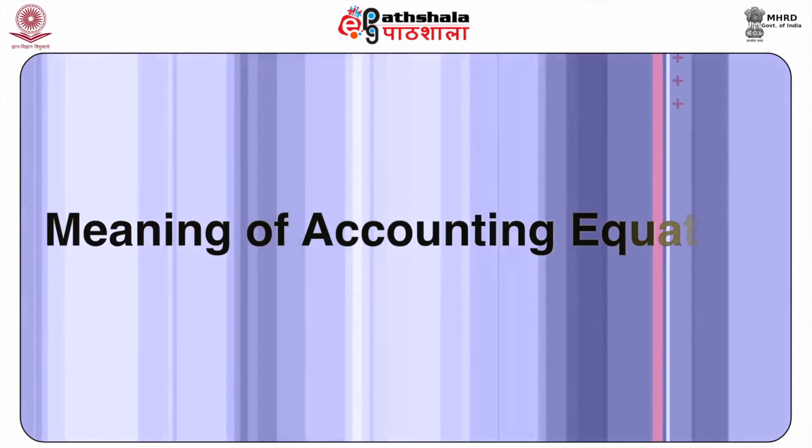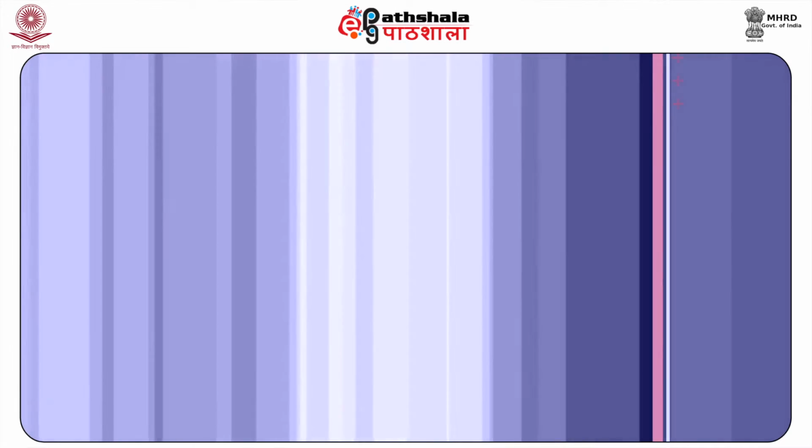Total claims is equal to total resources. Total claims can be classified into owners, which is capital, and outsiders, which is liability. You can also call your total resources as assets. Now let us come to the meaning of accounting equation.